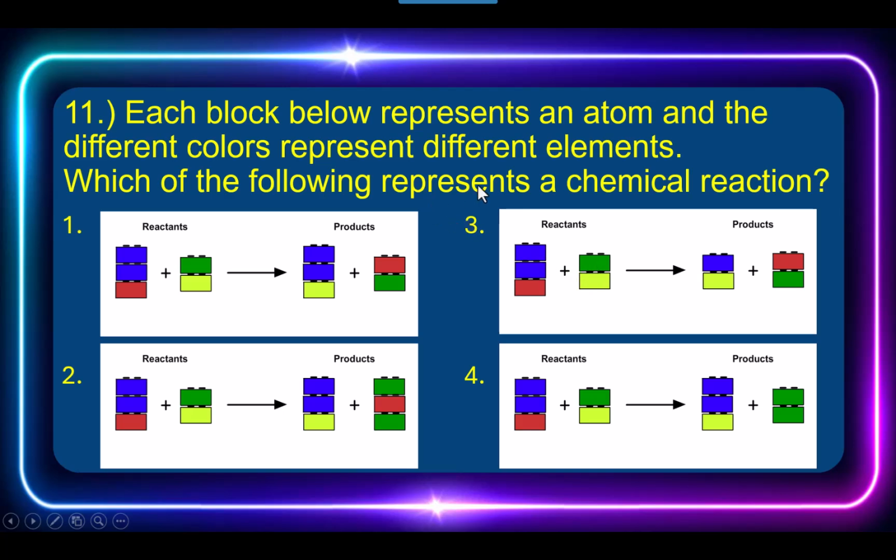And each block represents an atom. So this is 2 atoms of blue and 1 atom of red, 1 atom of green, 1 atom of yellow. So all our reactants are the same in this question. Which of the following represents a chemical reaction? Is it 1, 2, 3, or 4? Go ahead and select your answers.